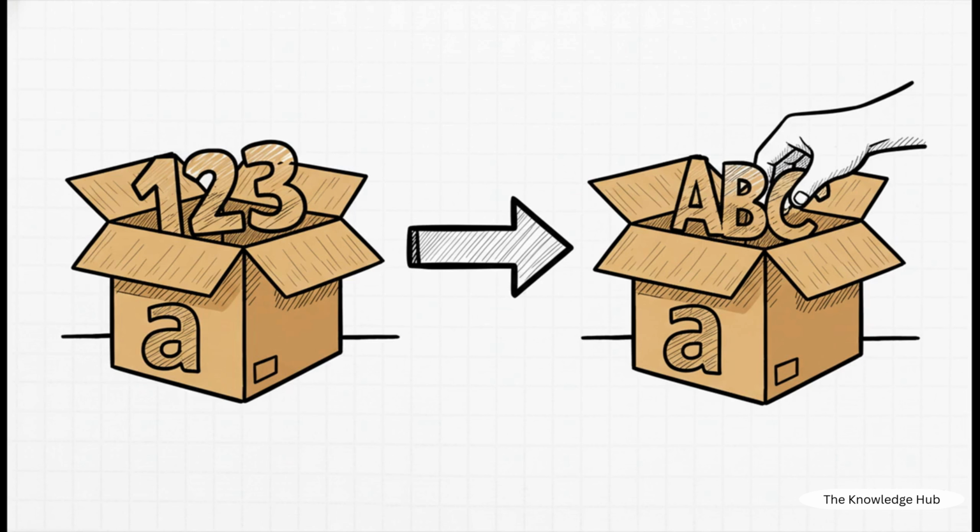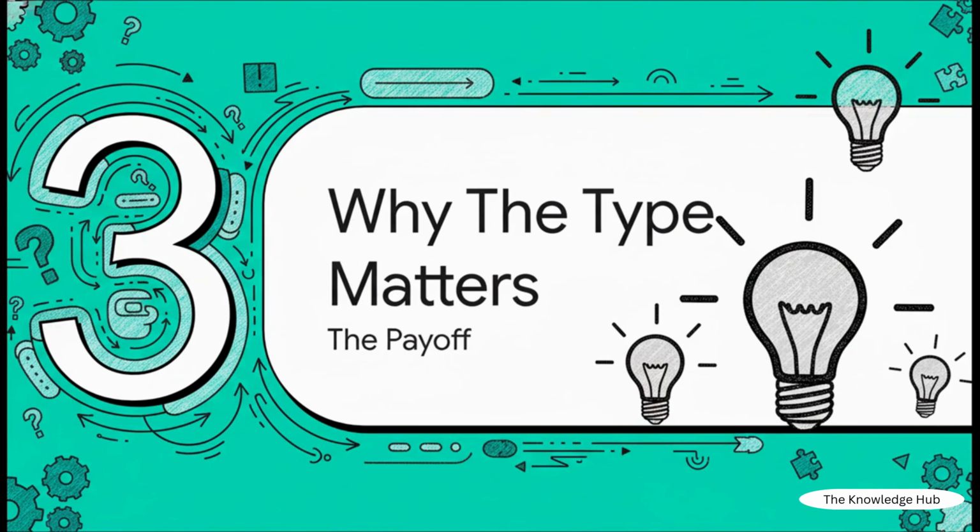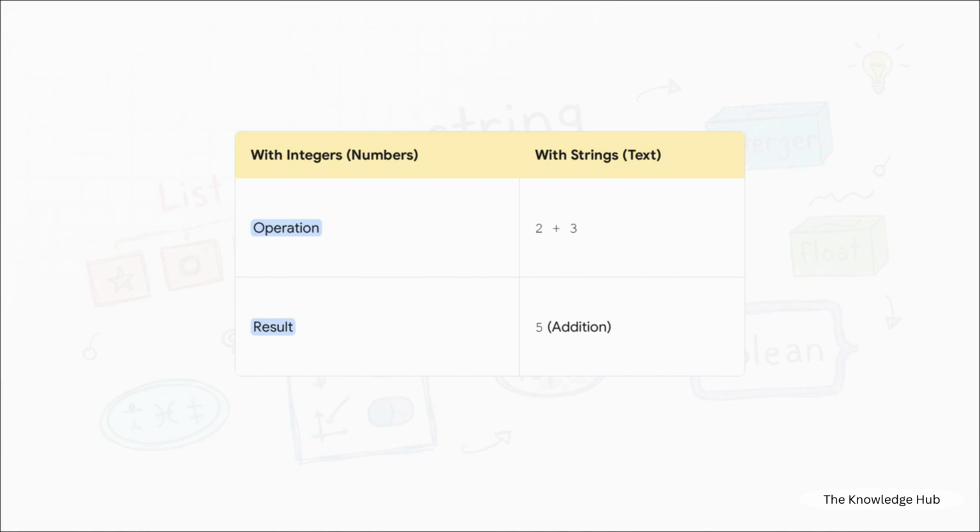It's just incredibly flexible. Okay, so Python is doing all this work for us behind the scenes, right? But why does it actually matter to you? Like, what's the big payoff? Well, this is it. This is where we finally solve that puzzle we started with. And here it is, the solution to our mystery. That little plus sign has two completely different jobs. And which job it does depends entirely on the label on the boxes you give it.